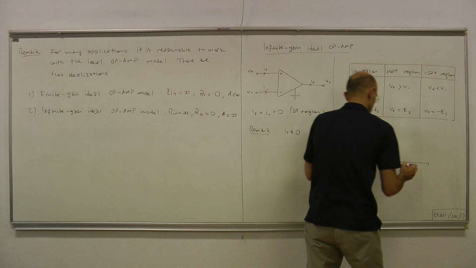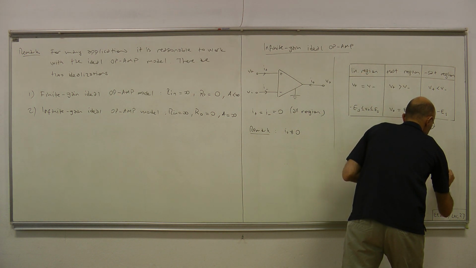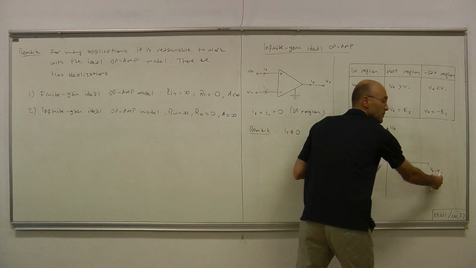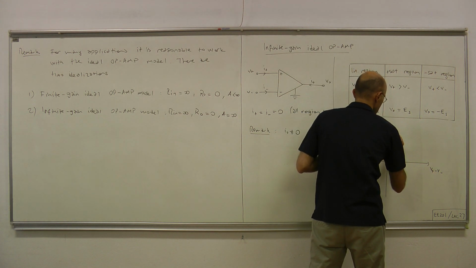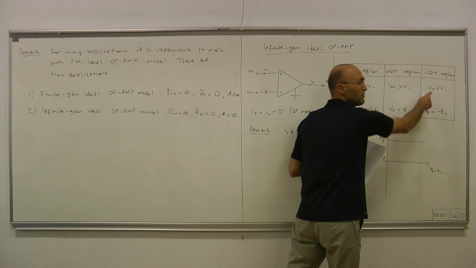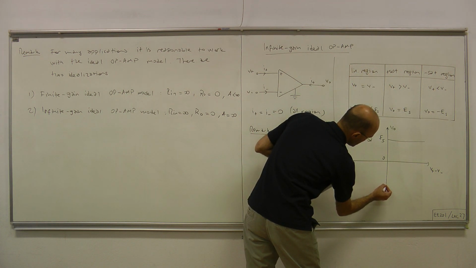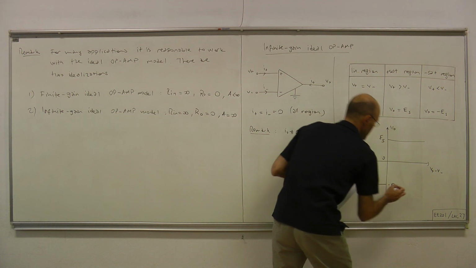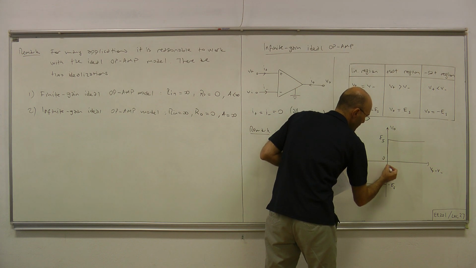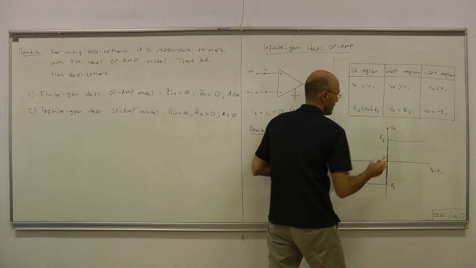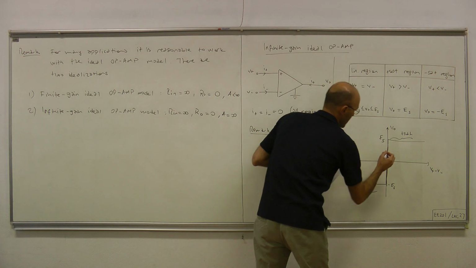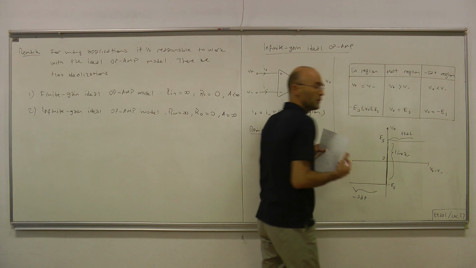So we can draw the following V out versus V plus minus V minus difference curve. Whenever this difference is positive, that is, V plus is larger than V minus, V out is fixed at plus Es. Whenever this difference is negative, that is, V plus is less than V minus, V out is fixed at minus Es. And when the difference is zero, that is, V plus equals V minus, the output can be anywhere on that line segment. Hence, this part is the positive saturation region, this part is the negative saturation region, and this part is the linear region.